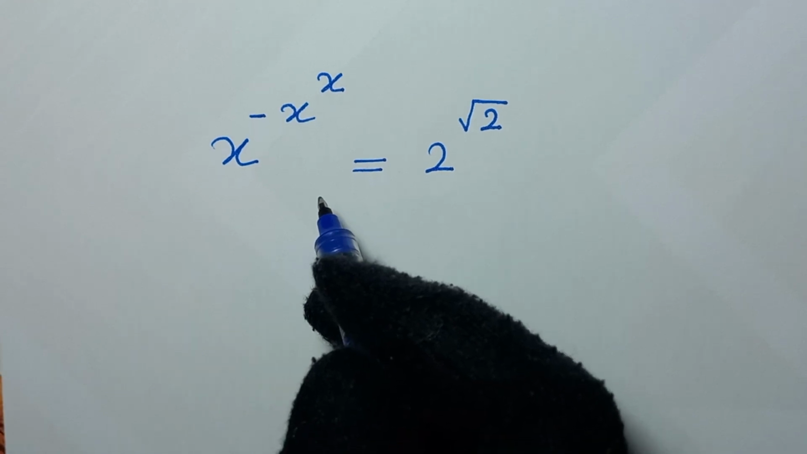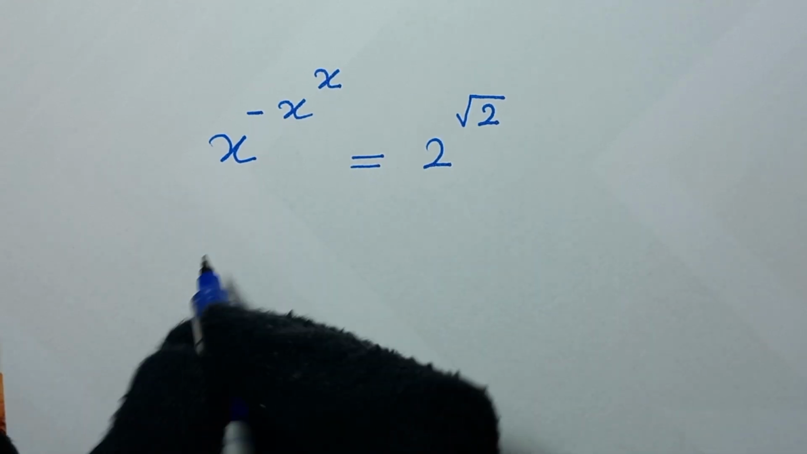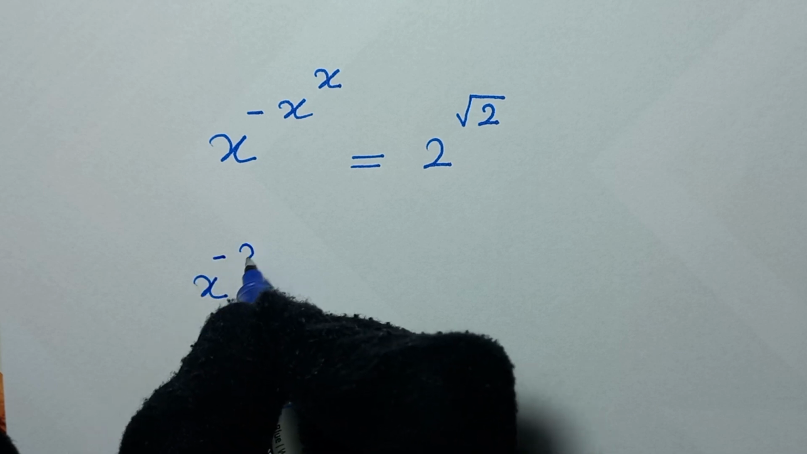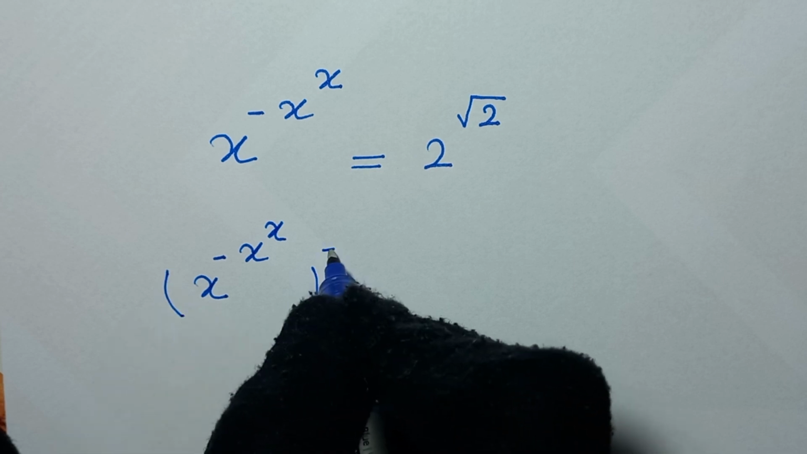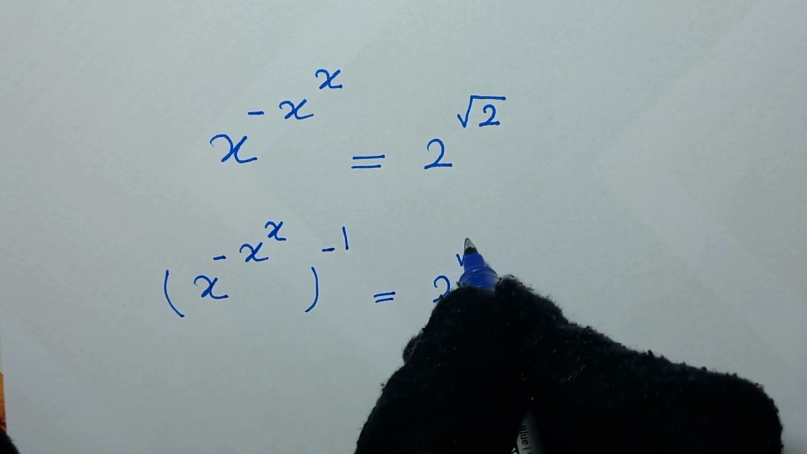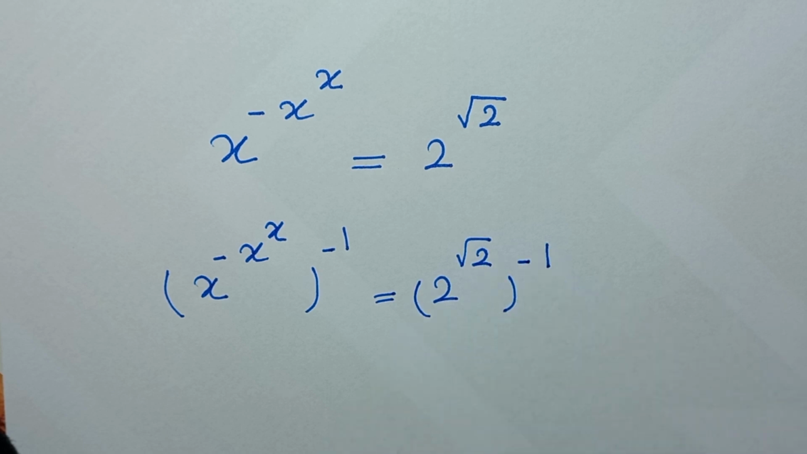Hello my friends, welcome to solve this math problem: x to the power of negative x to the power of x is equal to 2 to the power of square root of 2. Find the value of x. In the first step, we raise both sides of this equation to the power of negative 1. So we write x to the power of negative x to the power of x, to the power of negative 1, is equal to 2 to the power of square root of 2, to the power of negative 1.